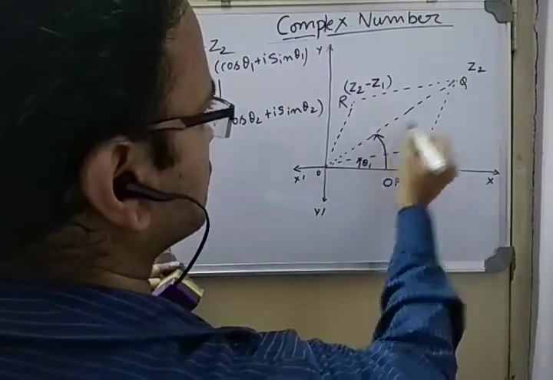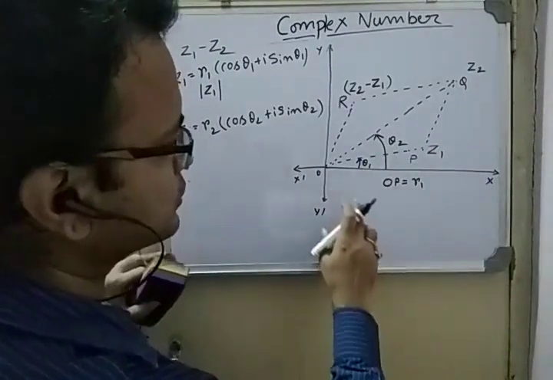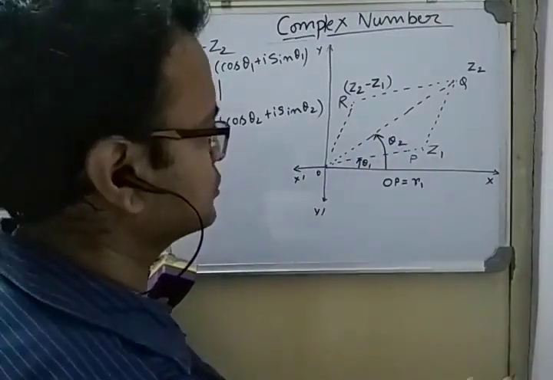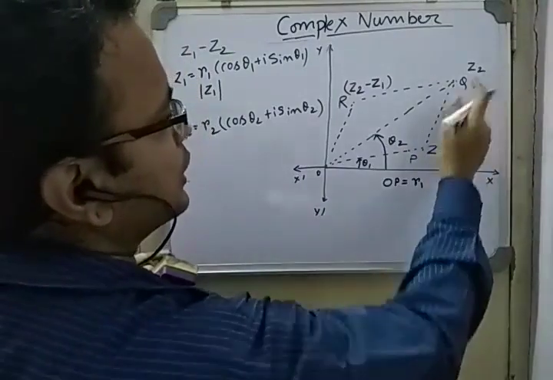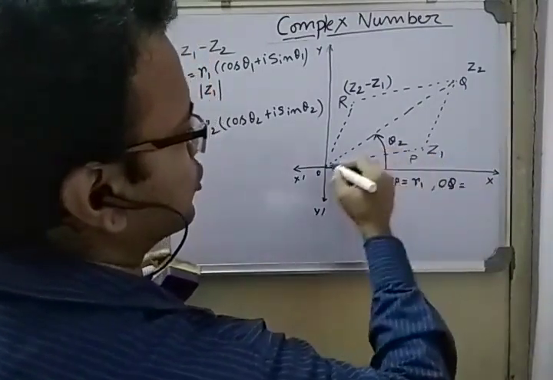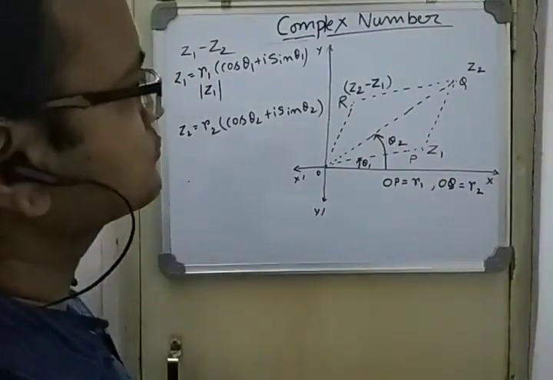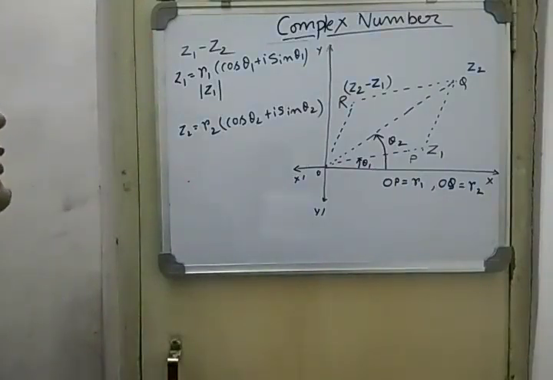Now for Z2, this is theta 2, the angle with the positive side of the real axis, theta 2, in the anti-clockwise direction. It may be in the clockwise direction also, that we will see later. So it is theta 2, and this OQ is the modulus of Z2, or R2. Okay. This is theta 1. So Z2 minus Z1 is this, and the angle also you can determine.